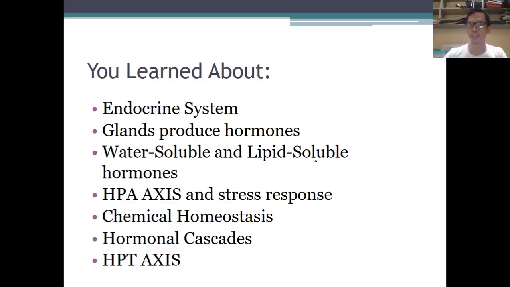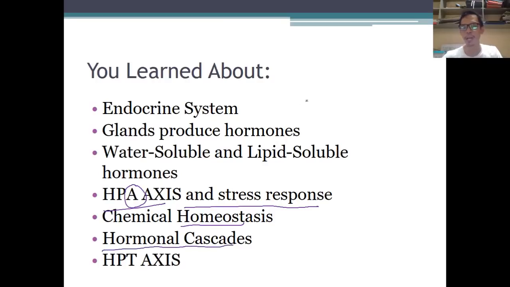We also talked about the pattern on how some endocrine glands work, like the adrenal glands. It follows the HPA axis and stress response. Next one, the chemical homeostasis, how the hormones balance every imbalance that is found in your body. Without the help of the hypothalamus, which detects this imbalance, you will not be able to overcome what they call homeostasis.